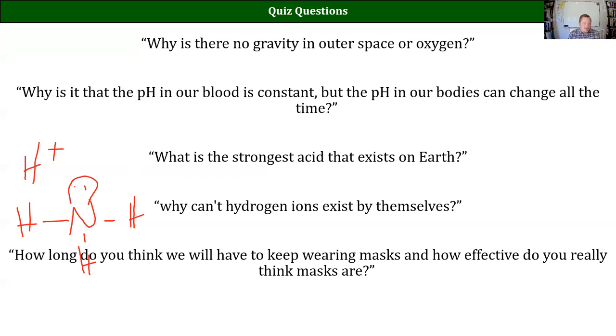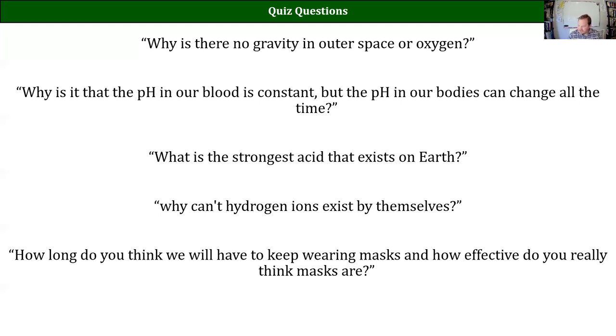So if you actually had ammonia and H plus floating around, they would actually stick together and you would wind up forming ammonium. And so it's not that they can't exist on their own, it's just that under almost all circumstances, they're more stable glommed onto a lone pair. And there's almost always something around with a lone pair that those H pluses can stick to.